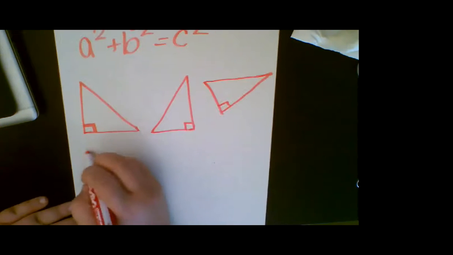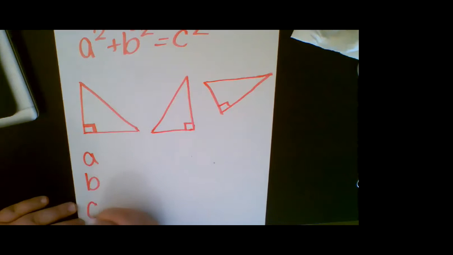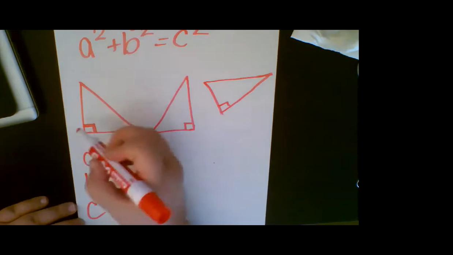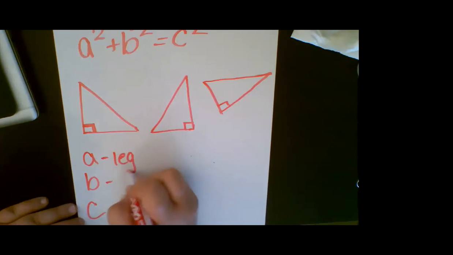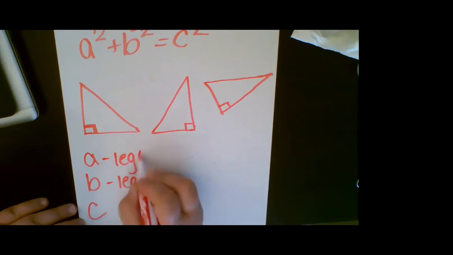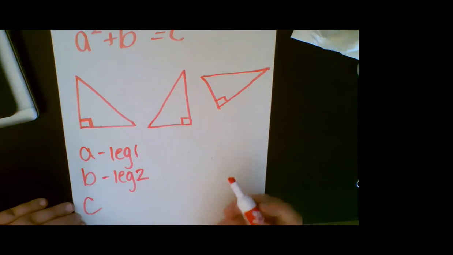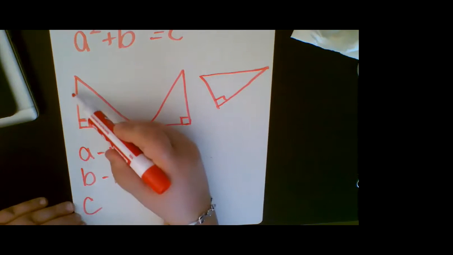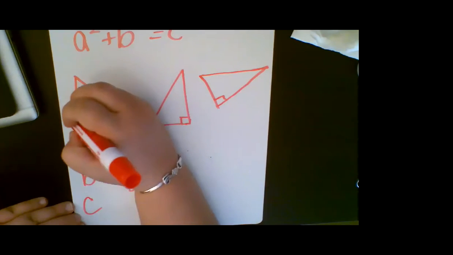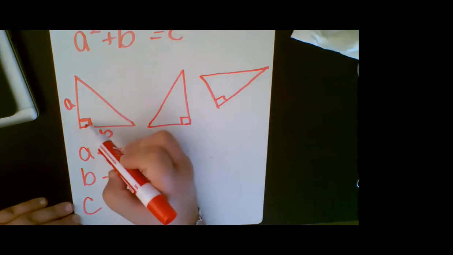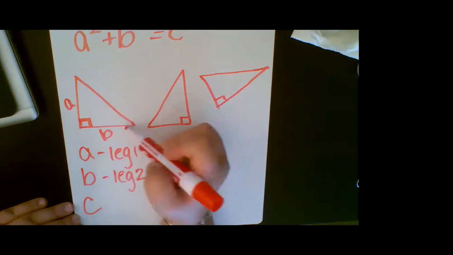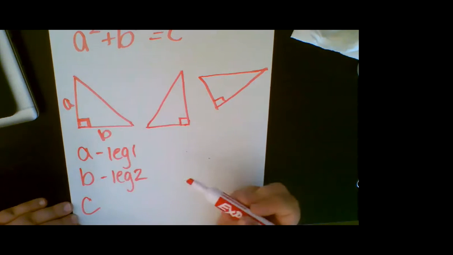Now, in our formula, in our theorem, we have three letters. We have A, we have B, and we have C. So I'm going to use this triangle right here to illustrate what A, B, and C are. A and B are each of the legs of the triangle. So I'm going to call them leg 1 and leg 2. Doesn't matter which is which, as long as you know one leg is A, one leg is B. The two legs of the triangle are the two sides that make the right angle. So A and B, doesn't matter, they're interchangeable.